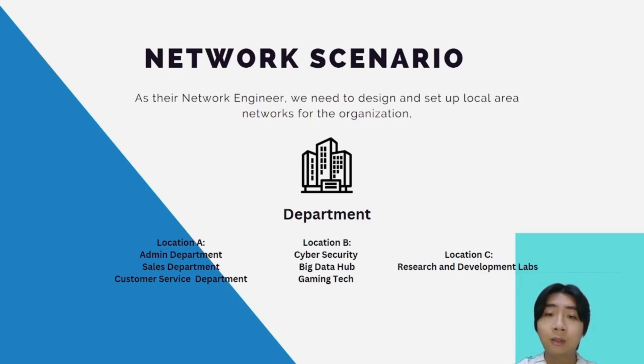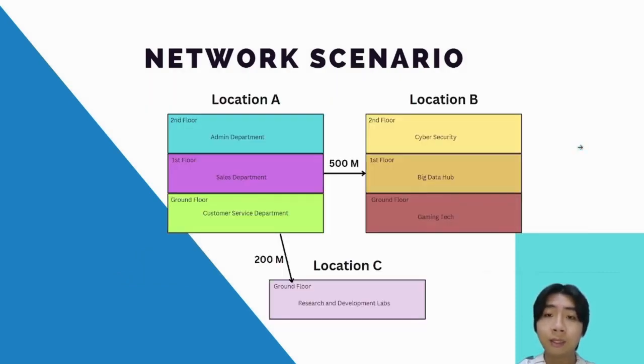The organization decided to spread out to 3 locations to fit all of their departments. In location A, there is the admin department, sales department, and customer service department. For location B, there is cybersecurity, big data hub, and gaming tech. And for location C, research and development labs. The distance between location A and location B is 500 meters, and location A to location C is 200 meters.